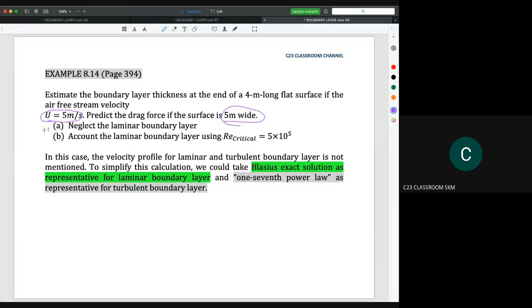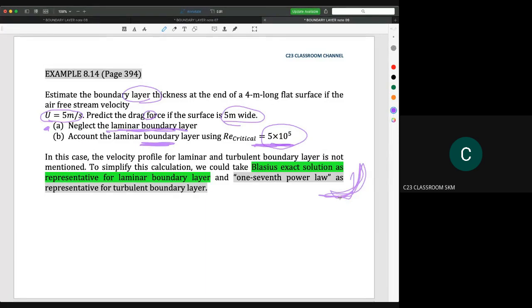So the question asks you to calculate the boundary layer thickness and the force if the laminar boundary layer is neglected, which means we assume that it is 100% turbulent. And then we need to calculate the laminar boundary layer using the critical Reynolds number. The critical Reynolds number here means the borderline between the laminar and turbulent boundary layer. So this is the number 5 times 10 to the power of 5. So this is the basic idea.